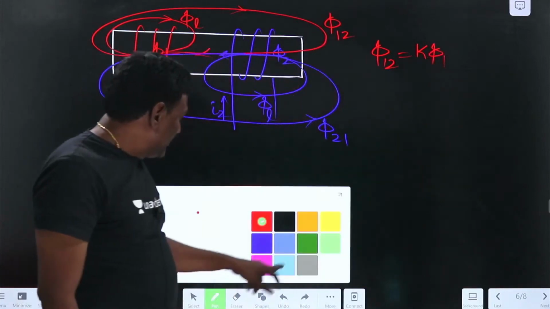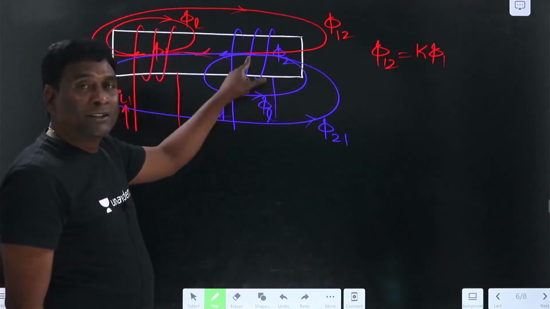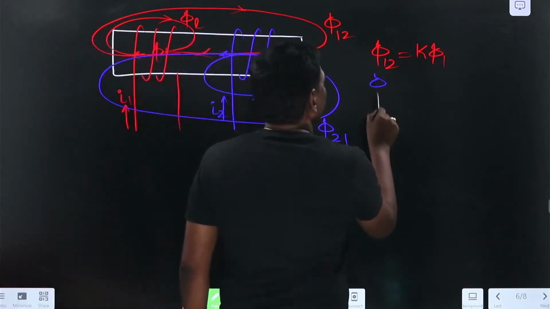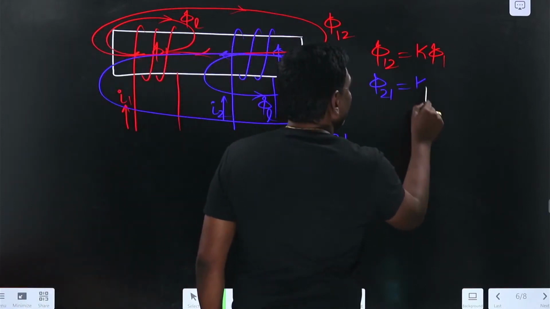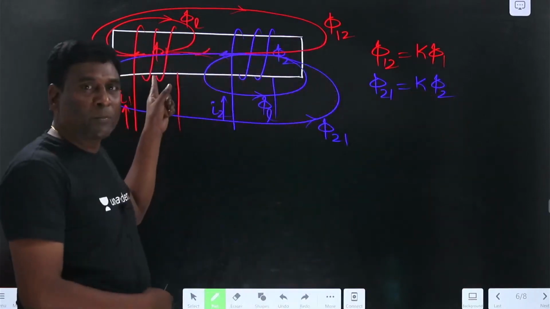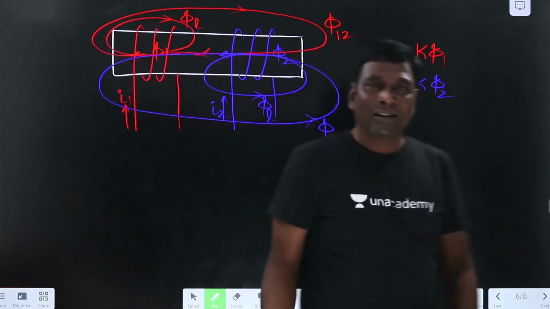Now let me write in blue: phi 21 equal to some portion of phi 2 coming to coil 1. So phi 21 equal to the same k into phi 2. Because from here to here, or from here to here, the coefficient of coupling is going to be the same, because ours is a bilateral network and all.